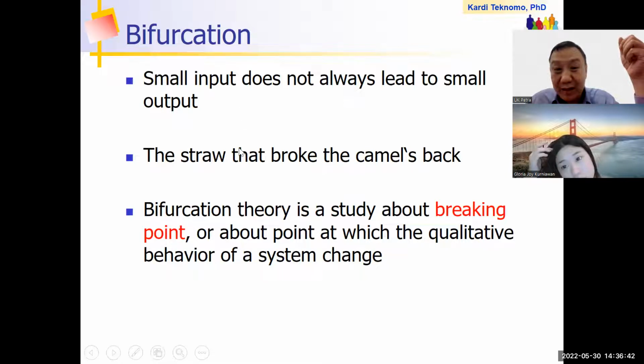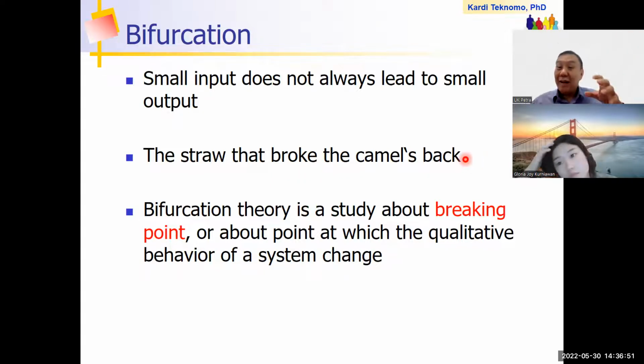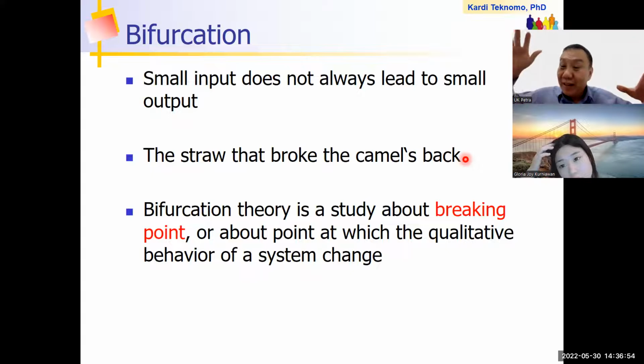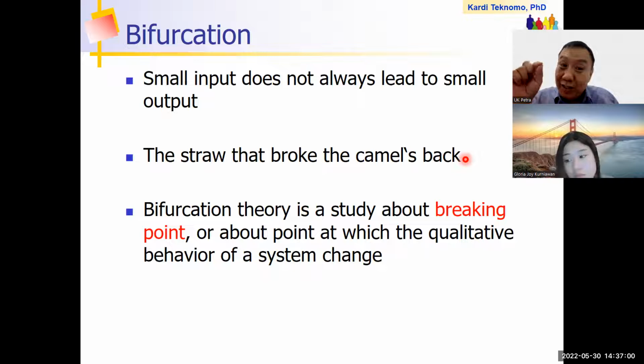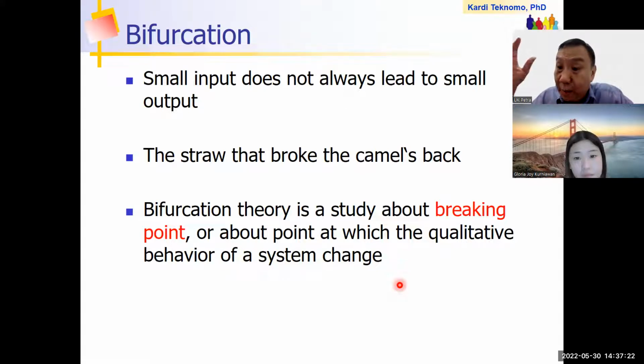We often hear the saying, the straw that broke the camel's back. Do you know the meaning? You put a lot of straw on the camel, and the camel is strong, no problem. At a certain point you just add one straw to the camel, and suddenly the camel breaks down. So what is this? Bifurcation theory is a study about breaking point. In many applications, there are certain qualitative behaviors of the system that change and break the system.